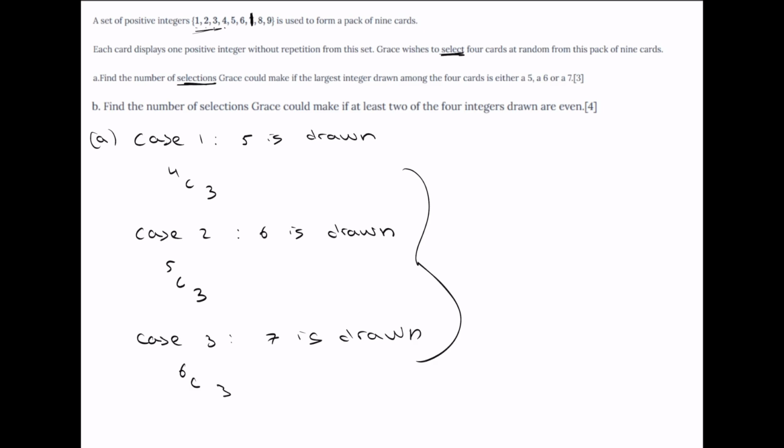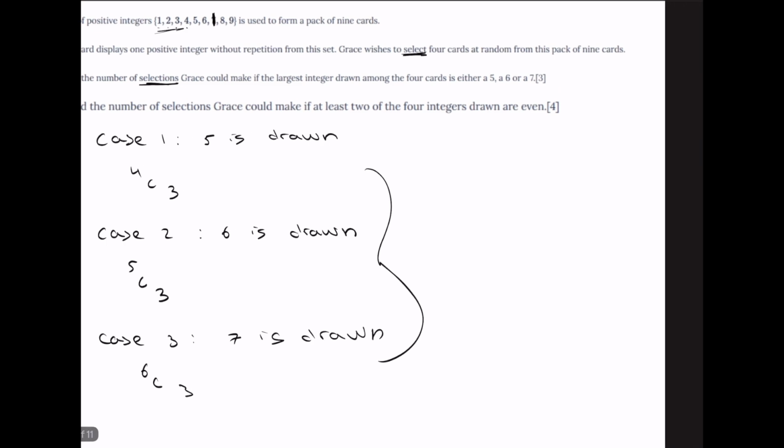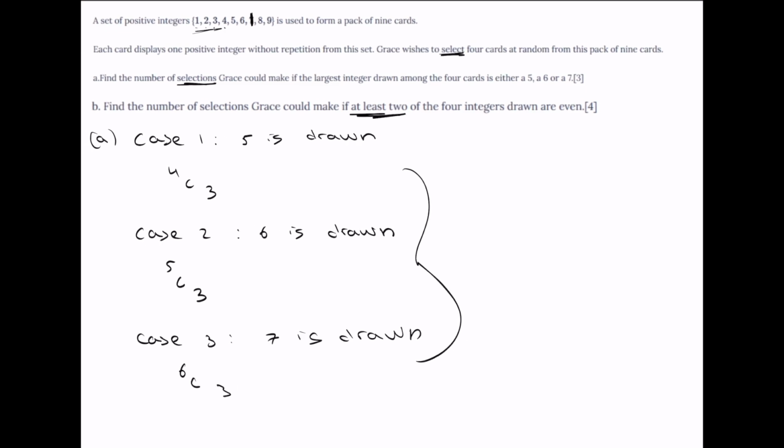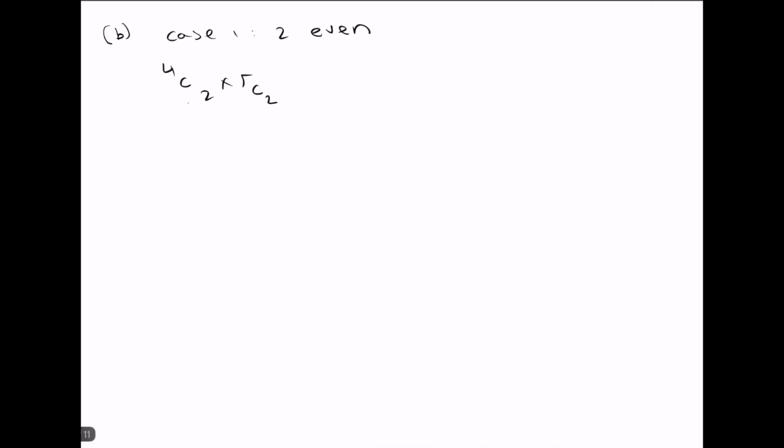And part B: find the number of selections Grace can make if at least 2 of the 4 integers drawn are even. When we say at least 2, it can be two of the integers drawn are even, or 3, or even all 4. So we have to do cases again. Case 1 is when 2 of the cards drawn are even. So we do 4 choose 2 times 5 choose 2. And where do we get 4 from? It's because 2, 4, 6, and 8 are even. So we do 4 choose 2 times 5 choose 2 to get the 4 cards.